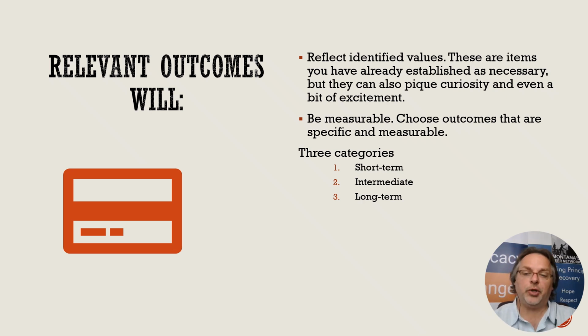We have to make sure that they're measurable, and we're going to talk about that in a couple slides here. And we're going to choose outcomes that are specific. And we can place them into like three buckets, if you will: short, medium, and long-term goals. One of the things we do in my organization is we use the OGSM model.